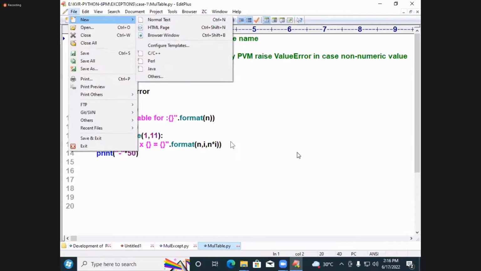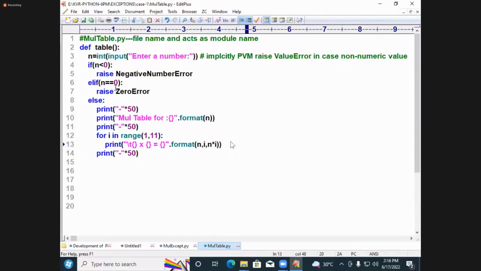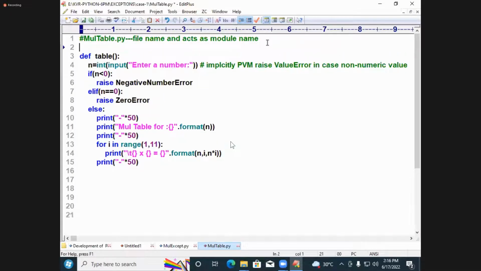See carefully. Development of exceptions, and the next is called hitting the exceptions. During the hitting, I'm using some classes here. I need to import or not? How to import, guys? From MUL EXCEPT import those class names, right or not? Import NegativeNumberError. Next is called what? ZeroError. So in the modules, we are placing classes also.